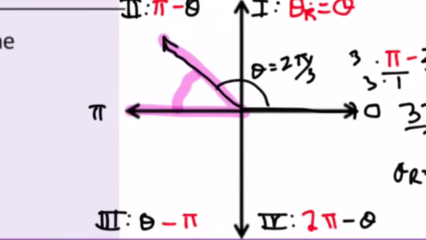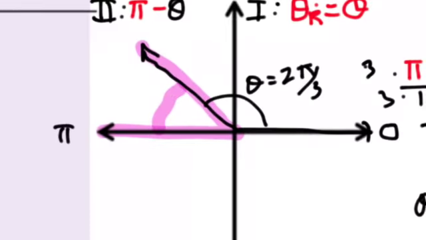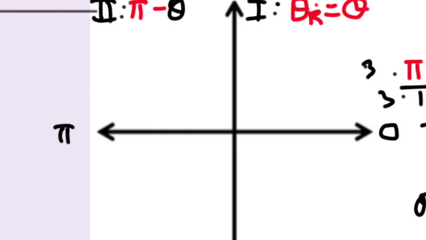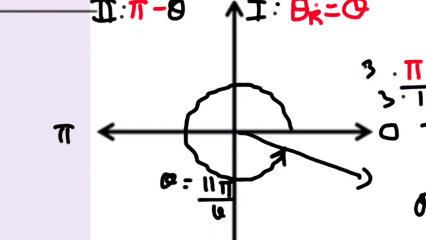Let's look at another one. 11 pi over 6. So 11 pi over 6 is going to end up somewhere in the, let's see. So this is 11 over 6. 11 over 6 is definitely greater than 1/2. 11 over 6 is greater than 1. 11 over 6 is greater than 3 over 2, but 11 over 6 is not quite bigger than 2 pi. So this is my angle, 11 pi over 6.